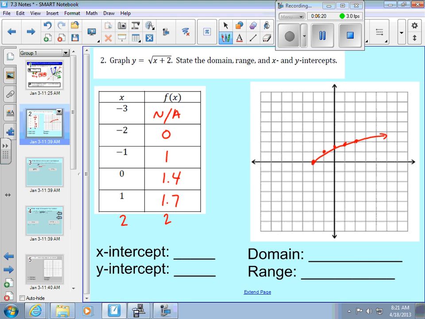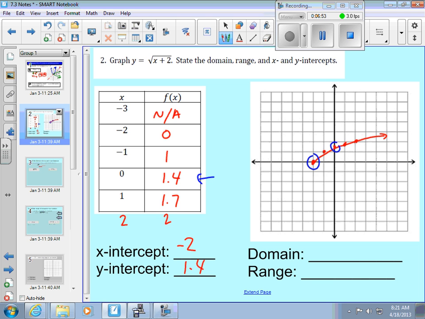Now, this one does want us to answer some questions. What is the x-intercept, y-intercept, domain, and range? X-intercept is where it hits the x-axis. So if we look, our graph here hits the x-axis right there at -2. What's the y-intercept? The y-intercept's where it crosses the y-axis right there. If we look at our table, it looks like it was about 1.4, something about there.